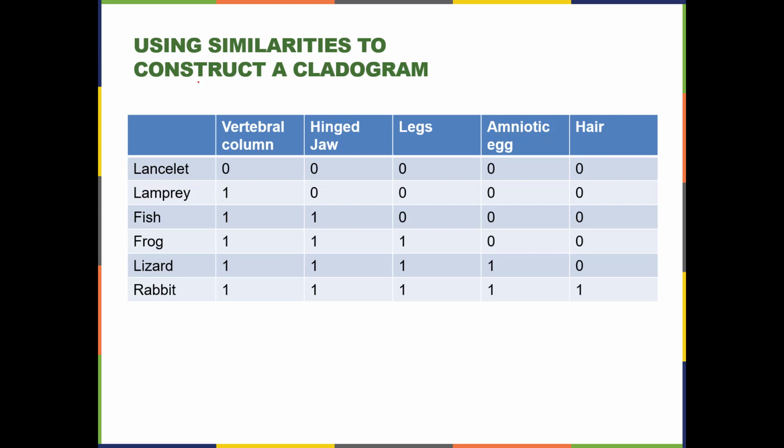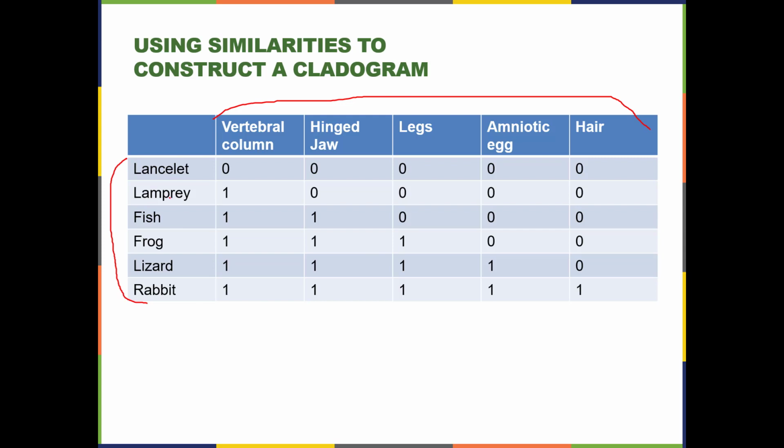So we're going to construct a cladogram. I'm going to show you how to use the data to construct a cladogram. It doesn't matter how the chart is set up, but this data has to be given to you. And so these are animals on this side of the grid here. And these are traits or adaptations up here.